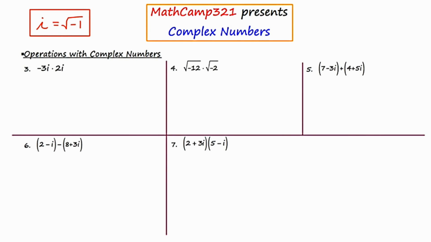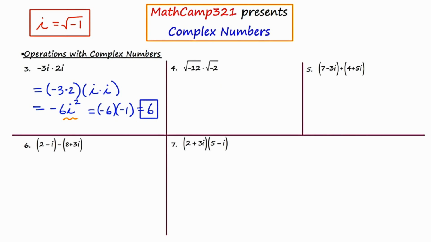Example 3 has us multiplying negative 3i times 2i. Well, what I'm going to do is group all the numbers together, and group all the i's together. Negative 3 times 2 is negative 6. i times i is i squared. So we end up with a product of negative 6i squared. i squared, though, is negative 1. So this becomes negative 6 times negative 1, or just 6.